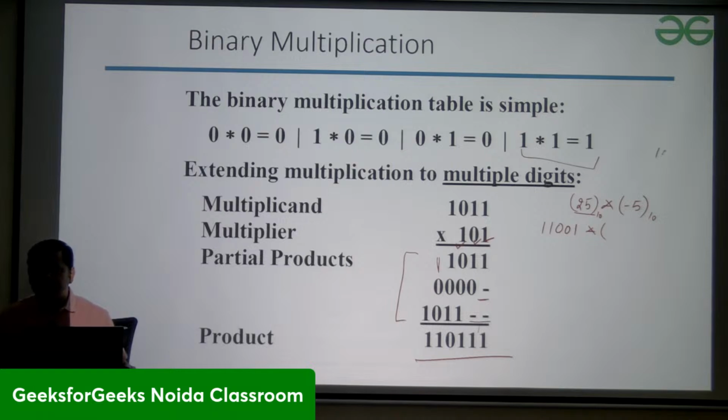So 5 is represented as 101, append 0 for the sign bit, and then find the 2's complement of it. The 1's complement is going to be 1010, add one at the LSB to get the 2's complement, so it is going to be 1011. So minus 5 is going to be represented as 1011 in binary. Just apply the multiplication of this and get the result.